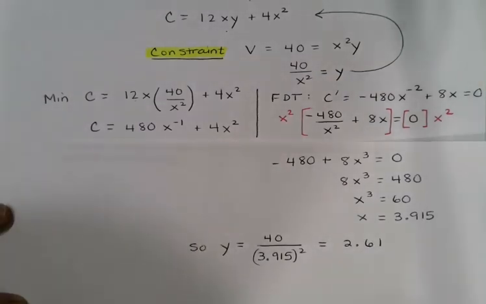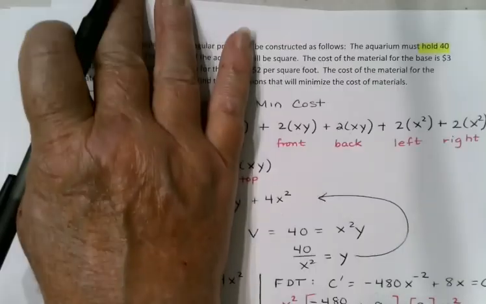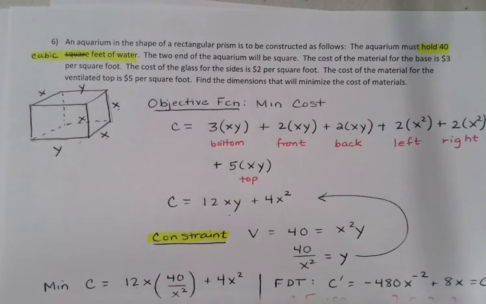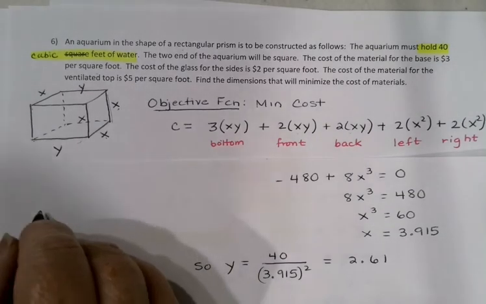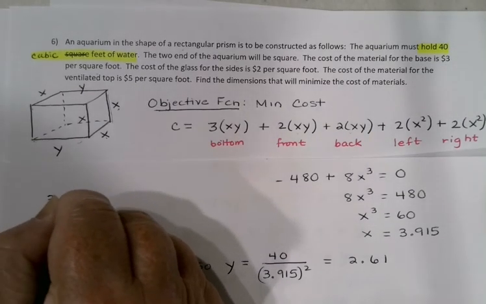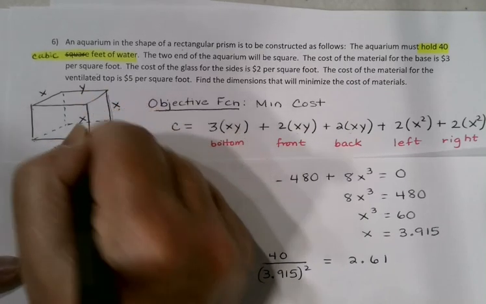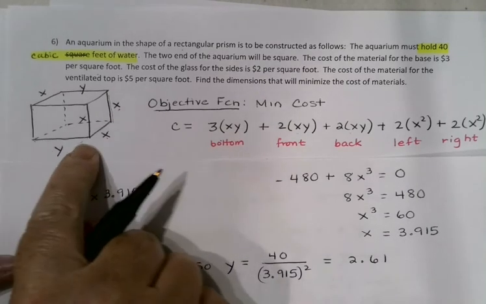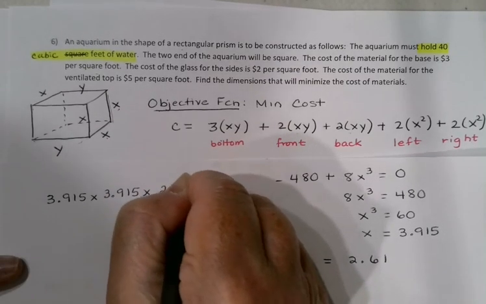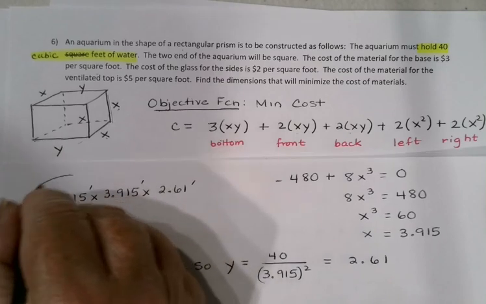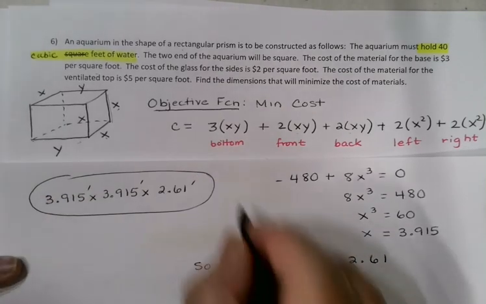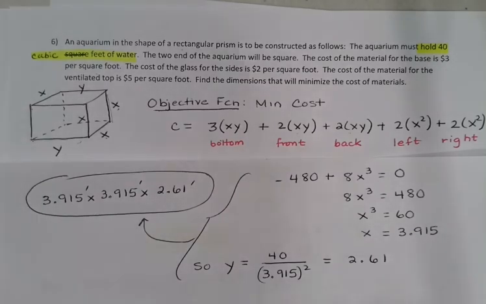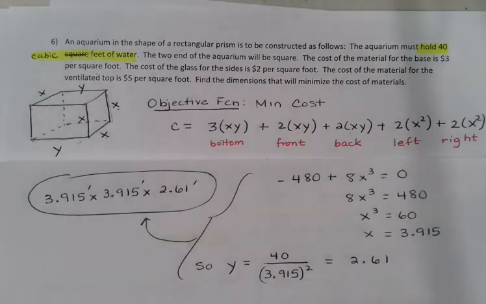So the dimensions of my aquarium, again, remember that the y value is the length, the x's are the ends. I would have 3.915 by another 3.915 by 2.61. And these are all in feet. All right, we will pause there and come back and do a couple more examples in the next video.